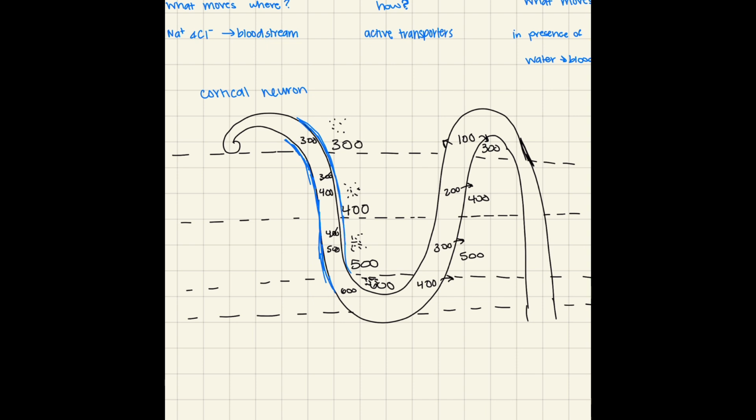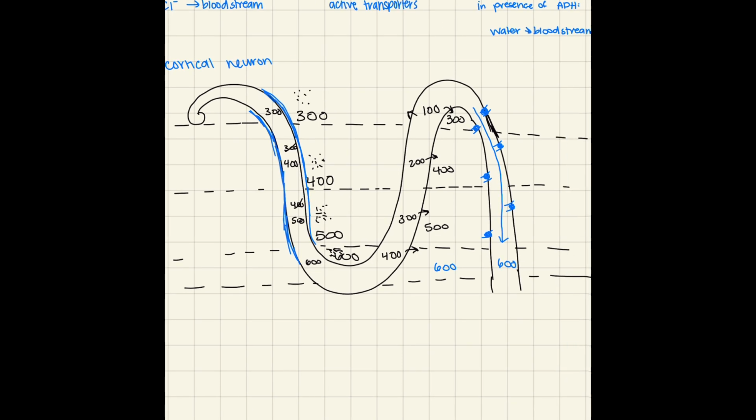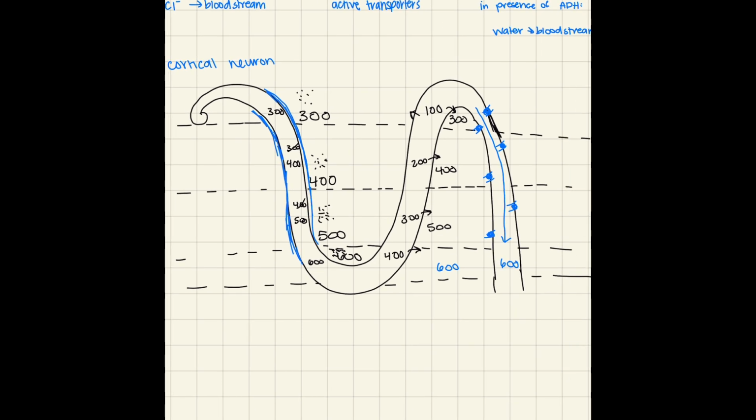Then when we get over here, we have selective permeability if and only if we have the presence of ADH, right? So if we have ADH, then we insert these aquaporins using what we call principal cells, right? The principal cells are what have the aquaporins, and we literally just insert them into the collecting duct. And then as we go down, we're able to concentrate our urine back to 600 milliosmol because that's what it is down here, right? So we can concentrate our urine to be fairly concentrated.